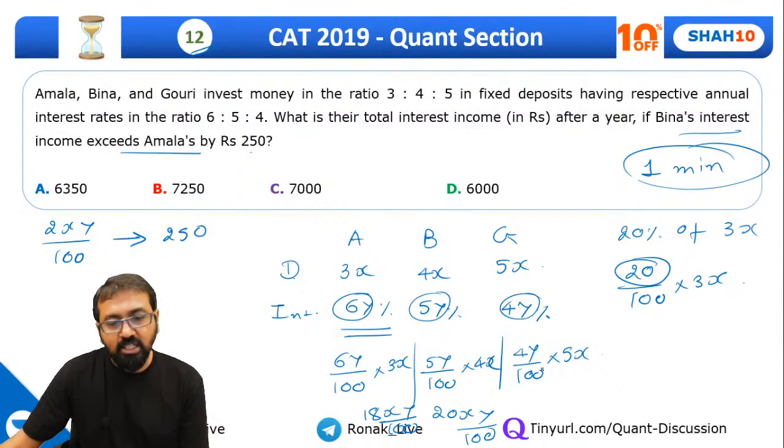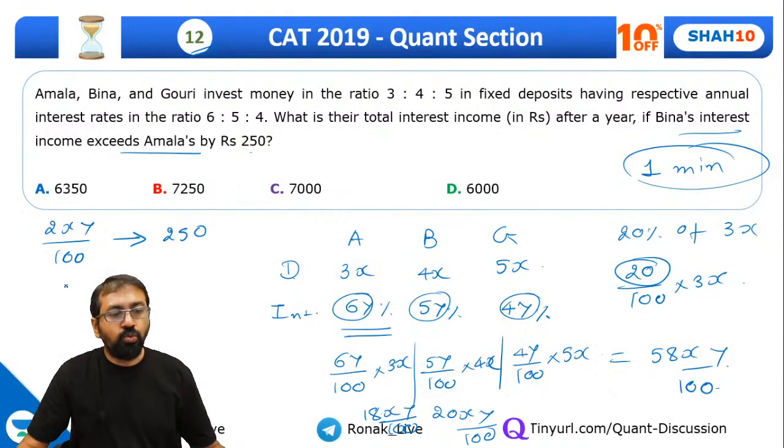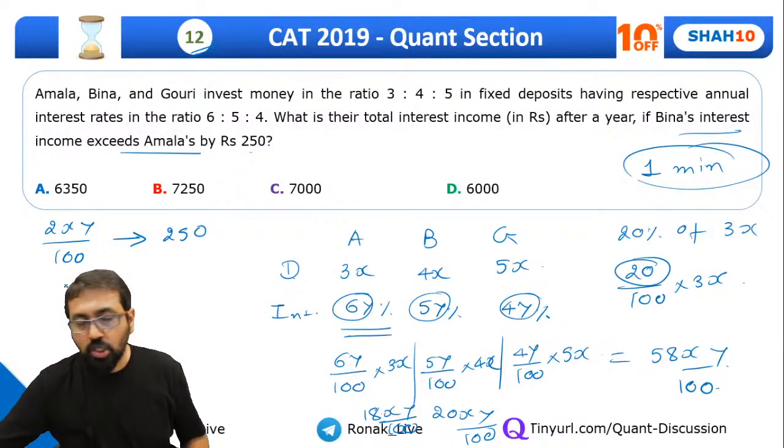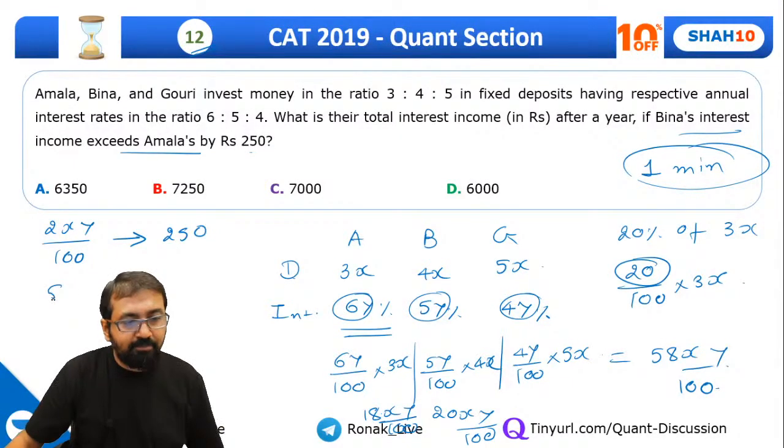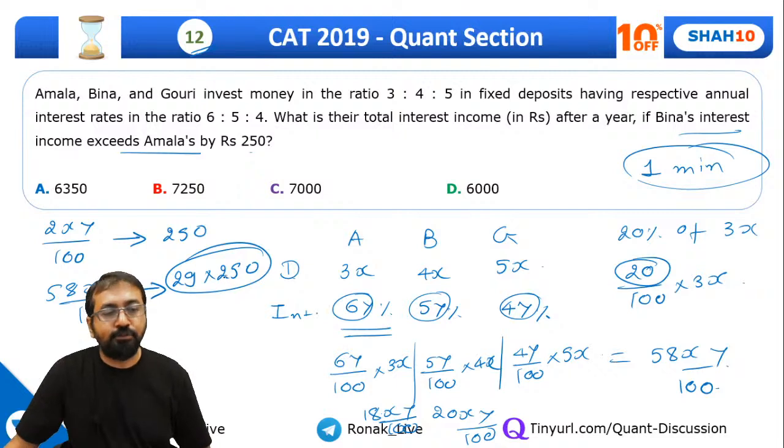So what is the total income? What is the sum of all this? So can I say it's 18 plus 20 plus 20? That is 58xy upon 100. This is what we need to find out, right? So 2xy upon 100 is 250. So 58xy upon 100, can I say it should be 29 times of 250? Just find out this 29 times of 250.